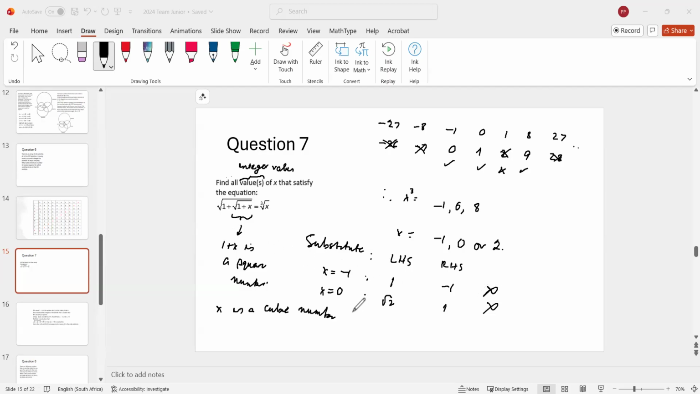And then when x is 8, the left-hand side is 8 plus 1 is 9. Square root of 9 is 3. And 1 plus 3 is 4. So square root of 4 is 2. And when x is 8, the cube root of 8 is 2. Right. So this is the only solution. Therefore, x equals 8 is the only solution.